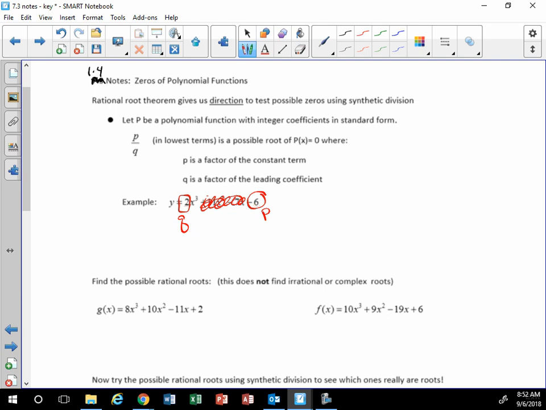So we're going to make our P over Q list. What this gives us is the possible rational roots. It's not saying that every one of these numbers works, but it narrows it down to a list of a few things you could try with your synthetic division to see what actually gives you a remainder of 0.